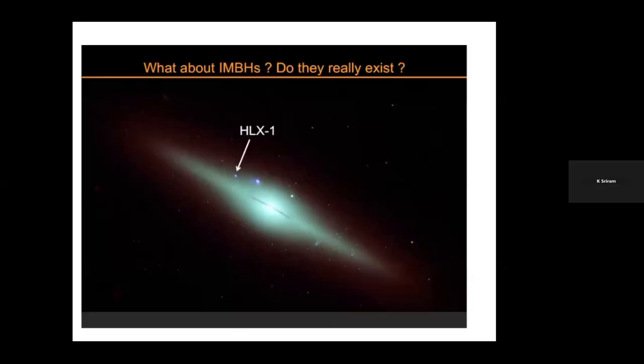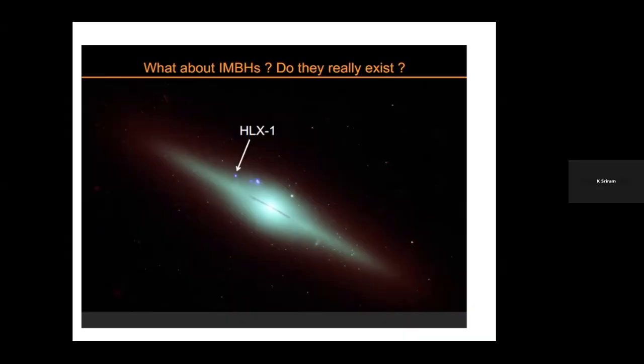Again, this is a very famous source, an intermediate mass black hole, known as Hollock's HLX-1. You can see generally these ULXs are off-nuclear sources. This is the edge-on galaxy, this is the center of the galaxy, and the source is very close to the center. Not so close, but we can say that. Okay, so this is one of the sources.